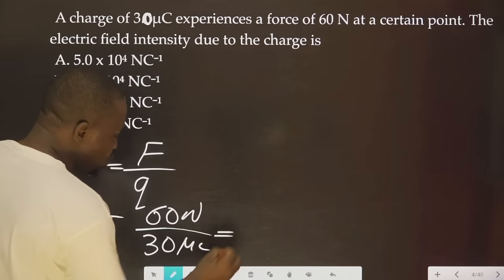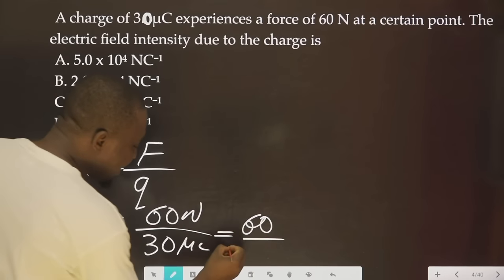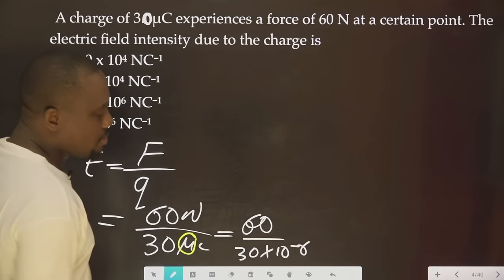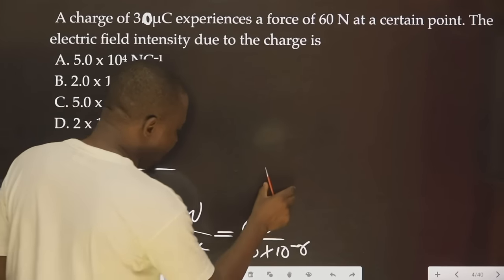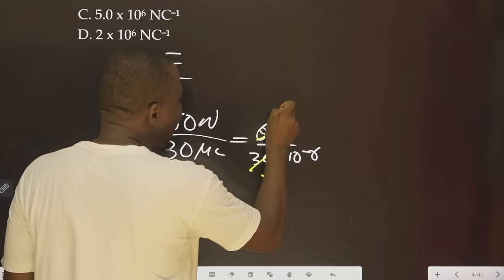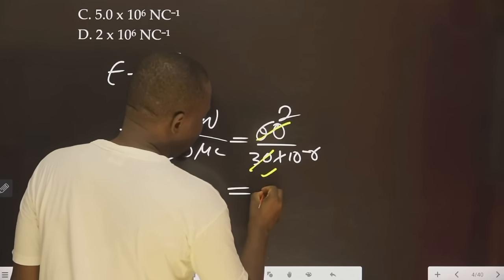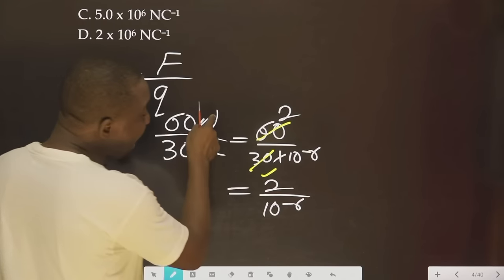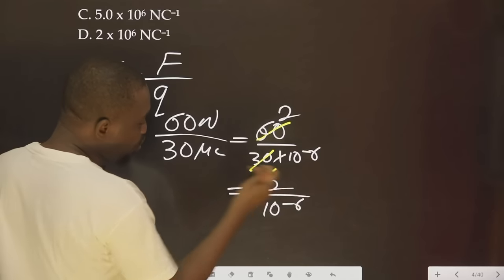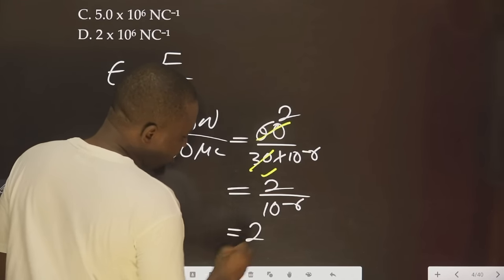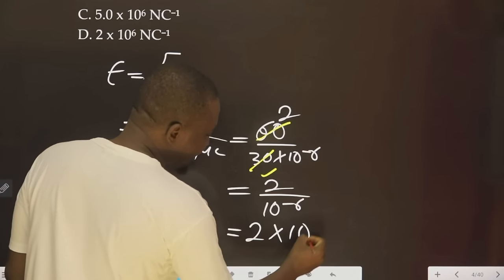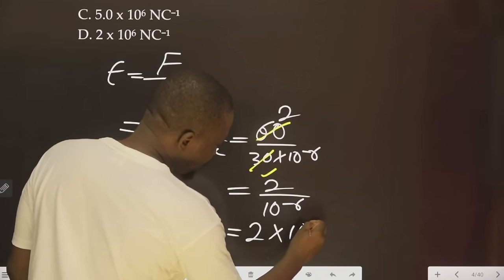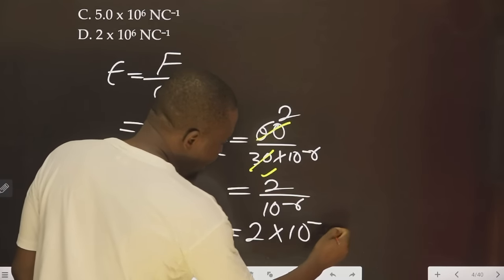While the charge is 30 microcoulombs, which gives 60 over 30 multiplied by 10 raised to power minus 6, because this is micro. Here we have 2 over 10 to the minus 6. Remember, here there is newton, here there is coulomb. If I bring these two down, multiplied by 10, this is minus in indices. So minus, with the one that is already here, minus 6.